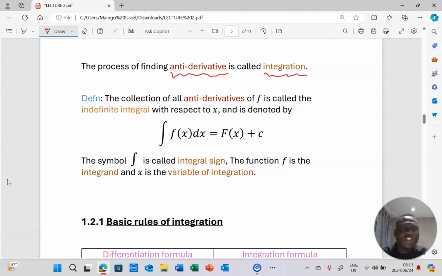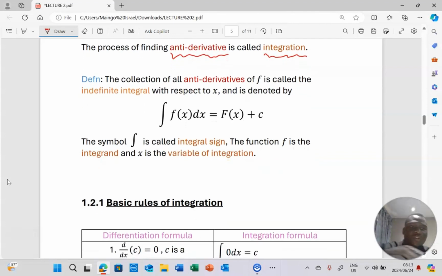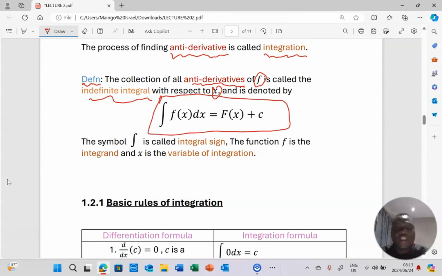So let's talk about the definition of integration. The definition says the collection of all antiderivatives of a function f is called indefinite integral with respect to the variable x and is denoted by integral of f of x dx equals the antiderivative of f of x plus a constant c.